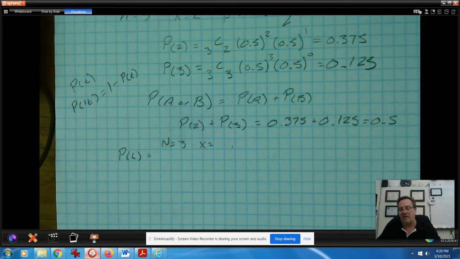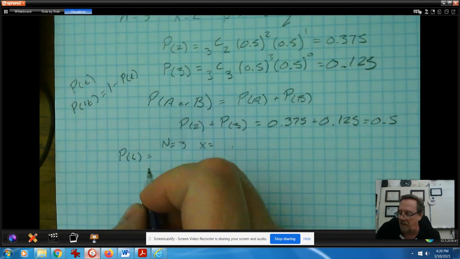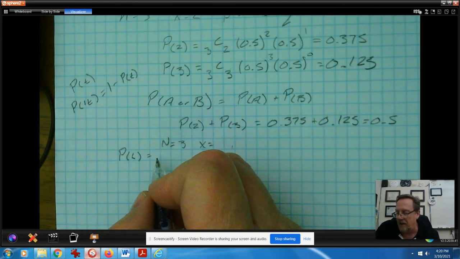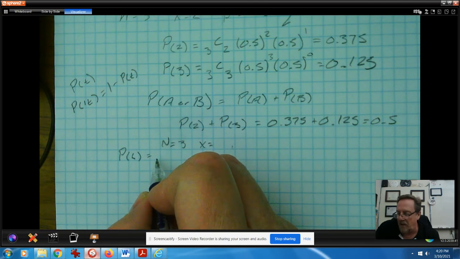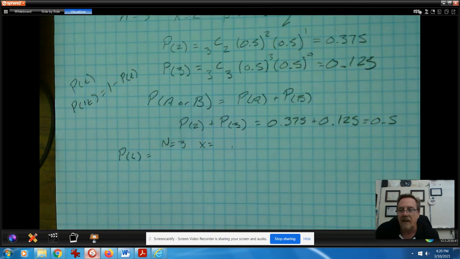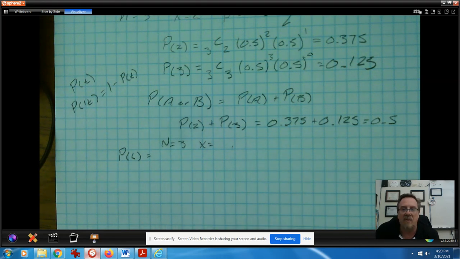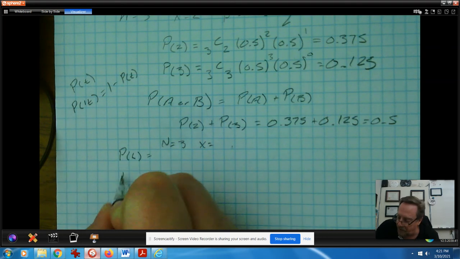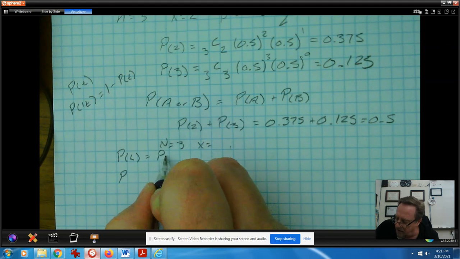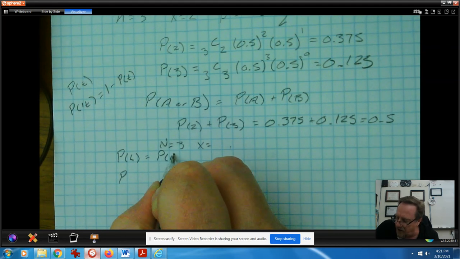So to simplify the process, the probability that at least one of them is left-handed is going to be 1 minus the probability that nobody is. So let's do this. Let's go. The probability that 1 is left-handed, right?